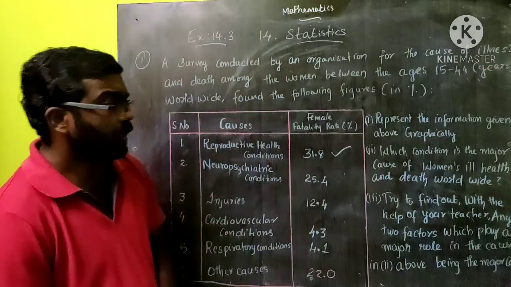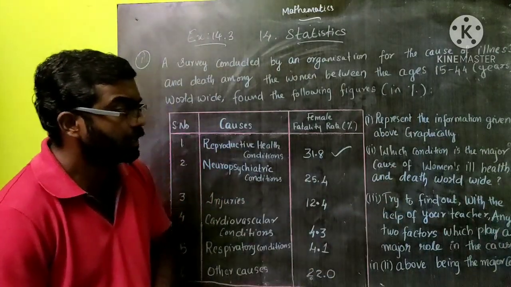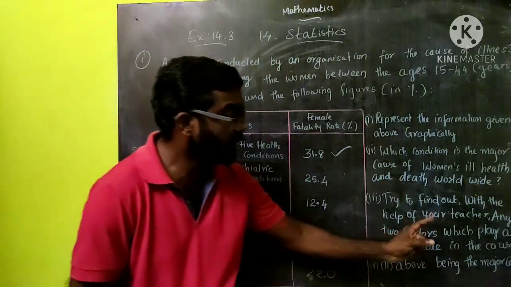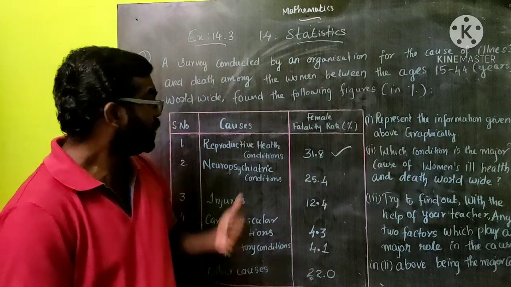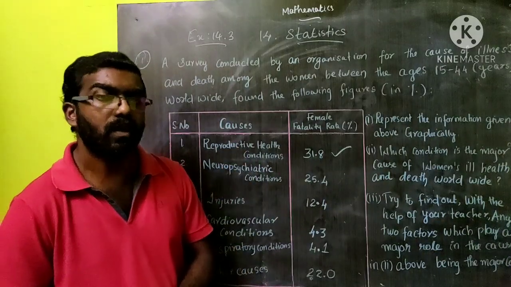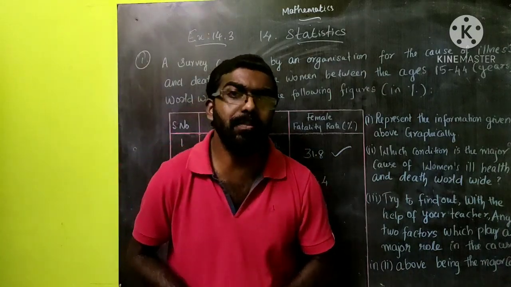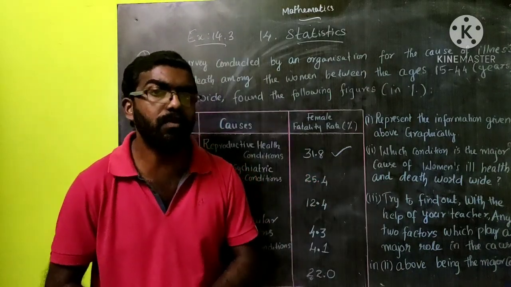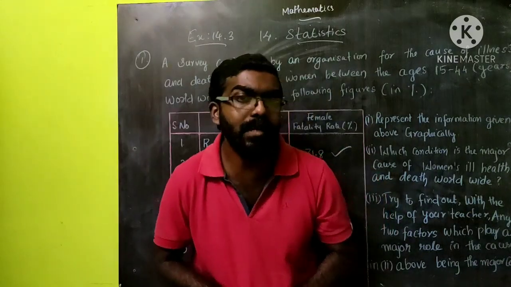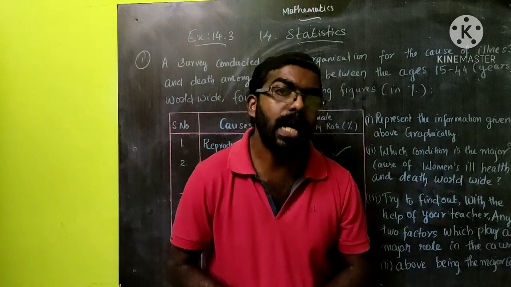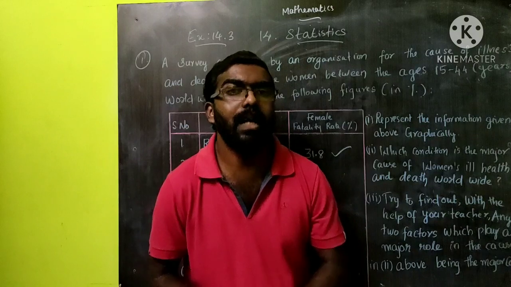And the third sub question is, try to find out with the help of your teachers any two factors which play a major role in reproductive health conditions being the major cause. That means what are the two major factors affecting reproductive health conditions. And the factors are a lack of proper diet and a lack of advised exercises. These are the two major causes of female ill health.